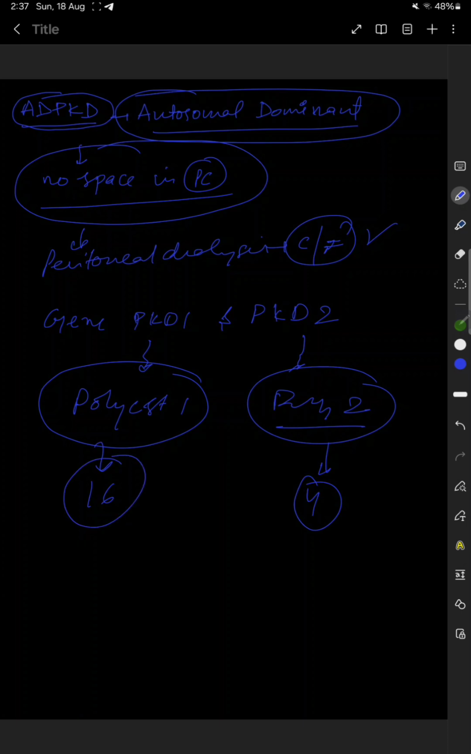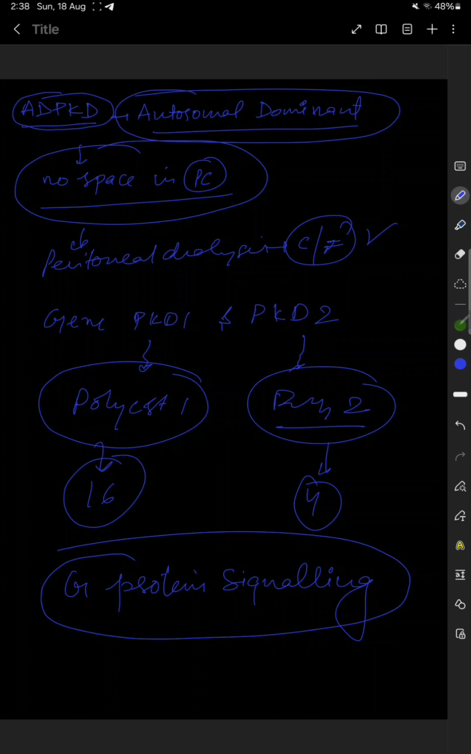What do the polycystin 1 and 2 complex do? These are responsible for G protein signaling, which is necessary for a normal kidney. In defective G protein signaling, there will be an increased level of cAMP. This cAMP promotes the growth and development of cysts. This is the theory that solves the mystery of cyst development.